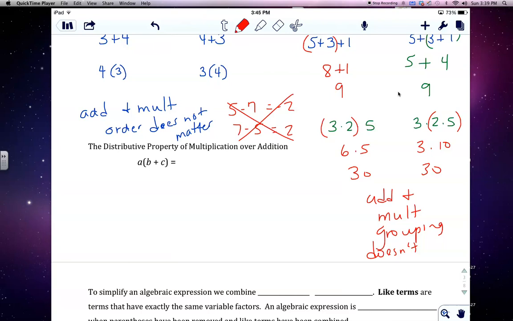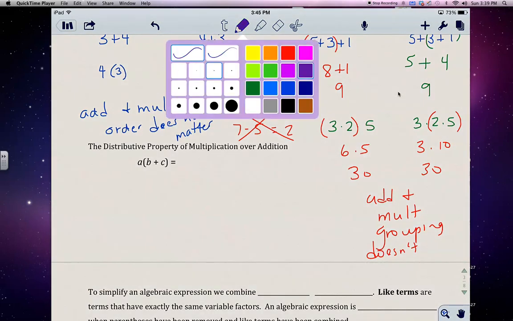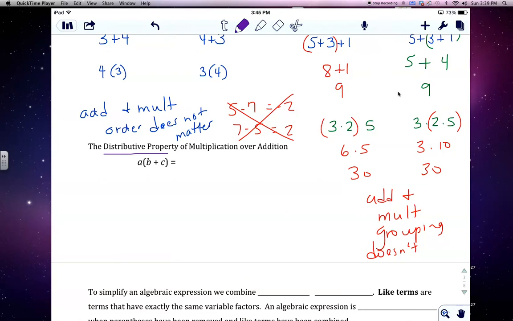There is one property that I do want you to know by name, and I will say it plenty of times this semester. You will hear it in probably every math class you take, and we use this a lot. Distributive property of multiplication over addition. And I just call that distributive property. Okay.